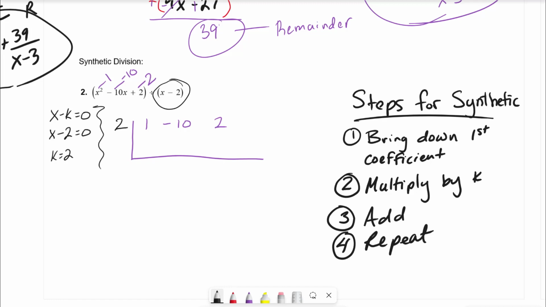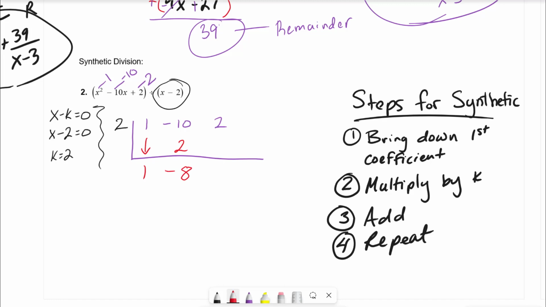Bring down the first coefficient. Step 2, multiply by k. So we take the 2 and we multiply it with the 1. 2 times 1 gives me 2. I'll put that right underneath the next coefficient. Step 3, add these two numbers. You're just combining them. That's it. Negative 10 plus 2 gives me negative 8.